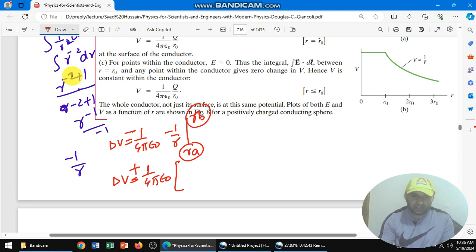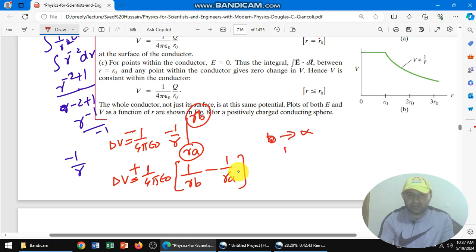So we put the upper limit RB first, minus the lower limit RA. So del V is equal to 1 over 4 pi epsilon naught into 1 over RB minus 1 over RA. If we take point B at infinity, then 1 over RB means 1 over infinity, which becomes 0. So now we have the potential del V equal to 1 over 4 pi epsilon naught 1 over RA.